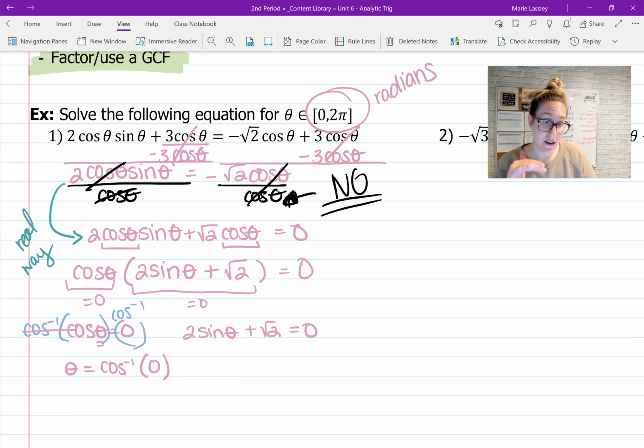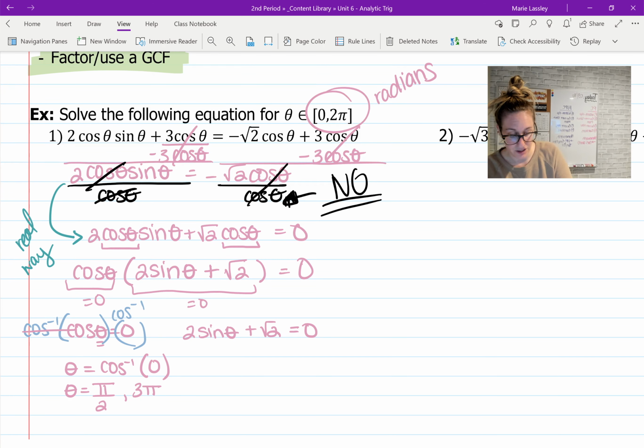For this problem, with cosine inverse, we're looking for an angle that has a cosine value of 0. Cosine is our x-coordinate, so we go to our unit circle and to that table we have in our notes, and ask, when do I have an x value that's 0? That's going to happen at 90 degrees or pi over 2, because we're in radians. We know we're in radians because it says 0 to 2 pi. This also happens at 3 pi over 2, which is 270 degrees, so top of the y-axis and bottom of the y-axis. Those are our solutions for the first piece.